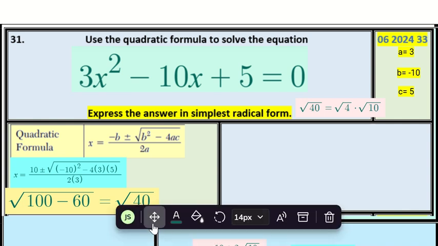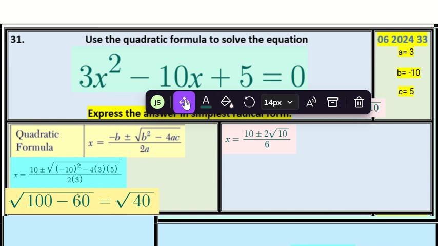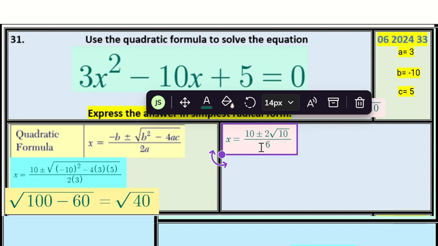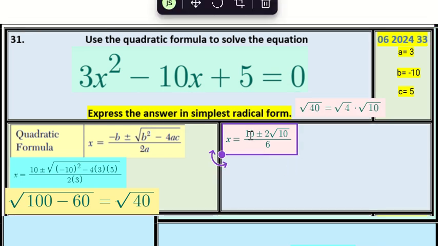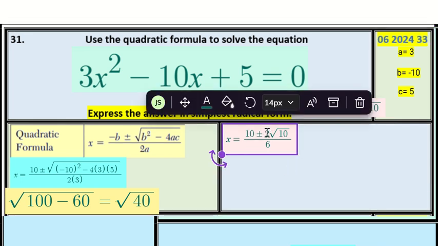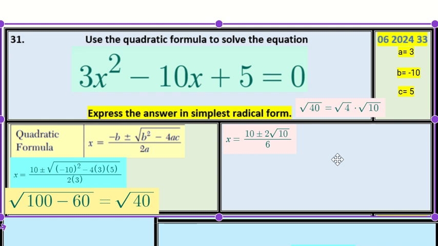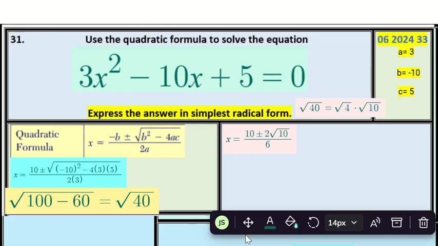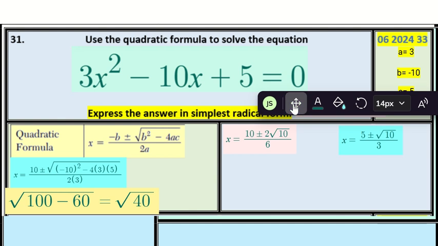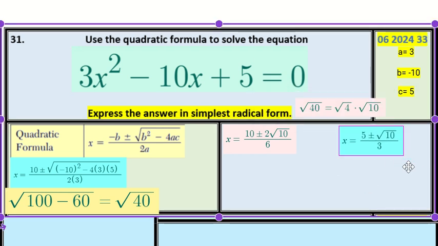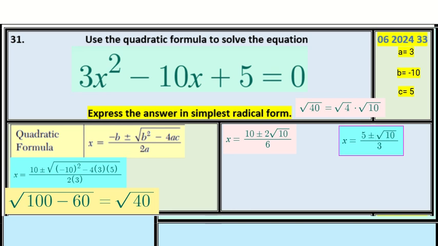So now we plug that back into our quadratic formula. So we have x equals 10 plus 2 radical 10 all over 6. So notice 10, 2, and 6 are all even. So we're going to take out a 2. So we take half of 10, we get 5. 2 over 2 cancels, and then 6 divided by 2 is 3. So our answer is x equals 5 plus or minus square root of 10 all over 3.